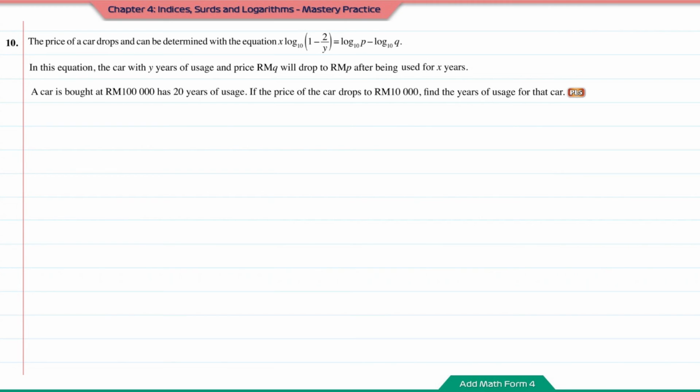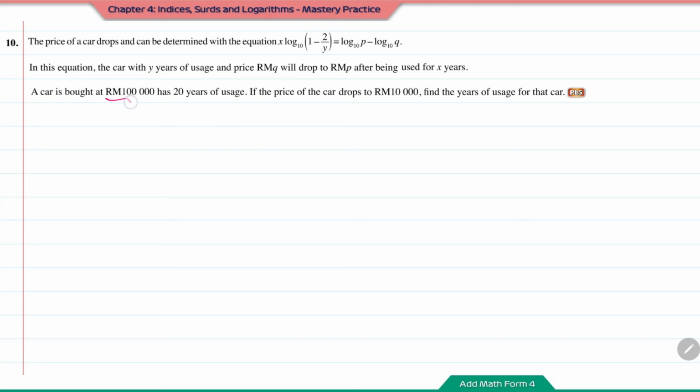Questions number 10. The price of the car drops and can be determined with these equations given. So in these equations, the car with Y years of usage and price RMQ will drop to RMP after being used for X years. So a car is bought as RM 100,000, has 20 years of usage. If the price of the car drops to RM 10,000, so find the years of usage for that car.